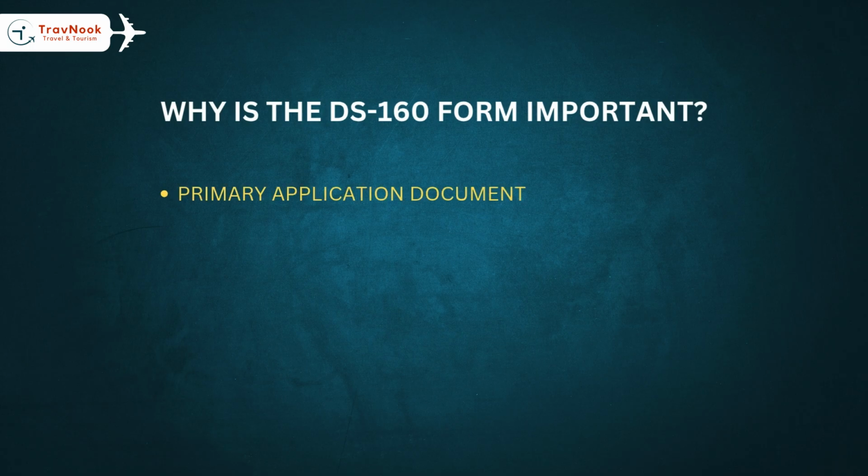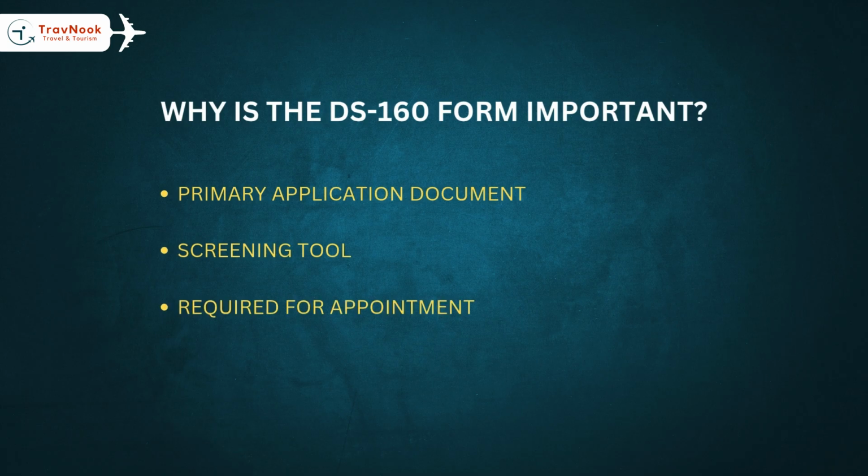Primary application document. It is the foundation of your visa application. All the details you provide here will be reviewed during your visa interview. Screening tool. U.S. embassies and consulates use the information to screen applicants and assess their eligibility. Required for appointment. You cannot book your visa appointment without the confirmation number from the DS-160 form.